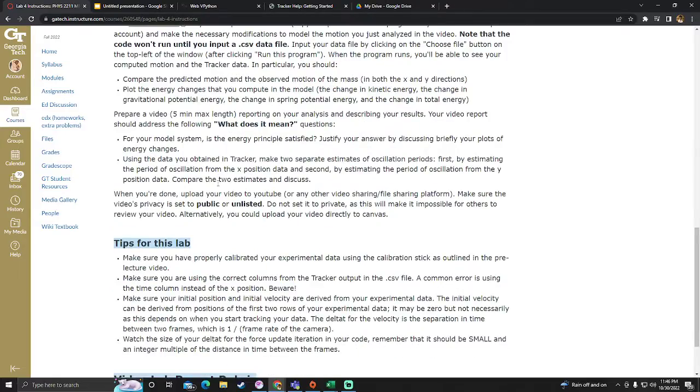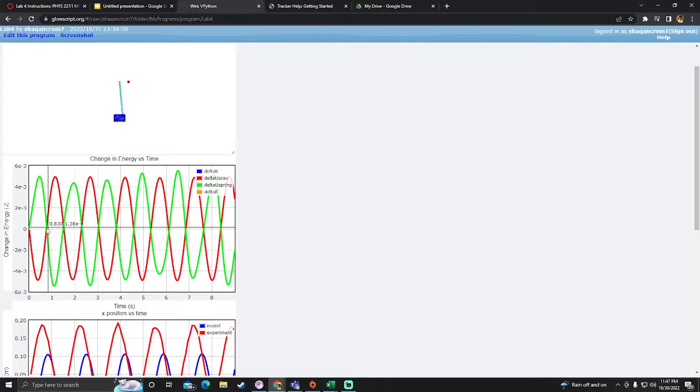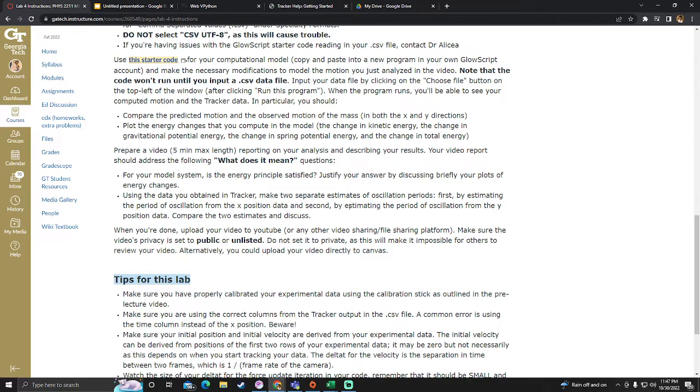So what does it mean? Is the energy principle justified? Well, you can't see from this because for some reason I hate code and the code wouldn't show up. But I would imagine that, like I said, the delta K would be oscillating, delta E would be zero, and if you add these three up, they should come out to zero because the F net in the system is zero.